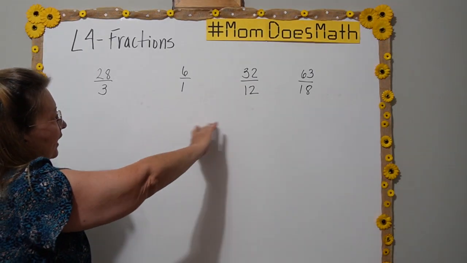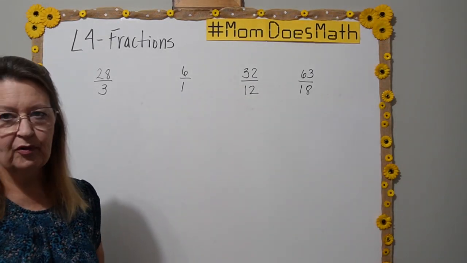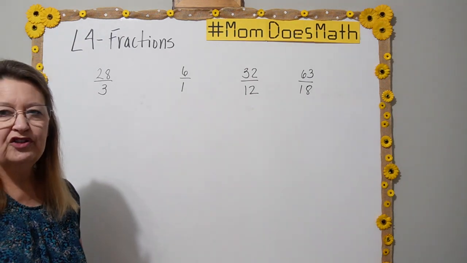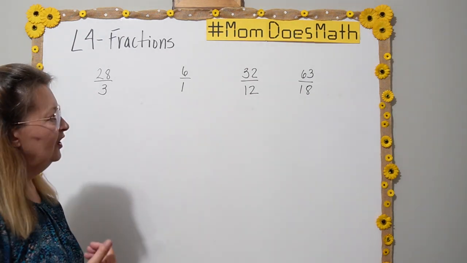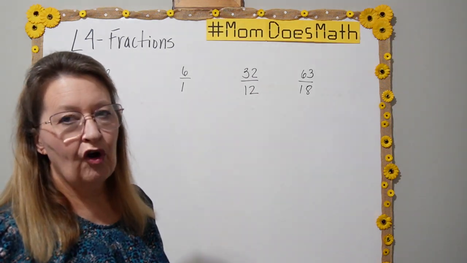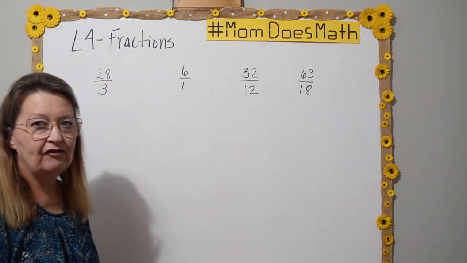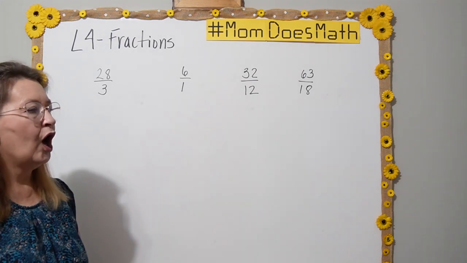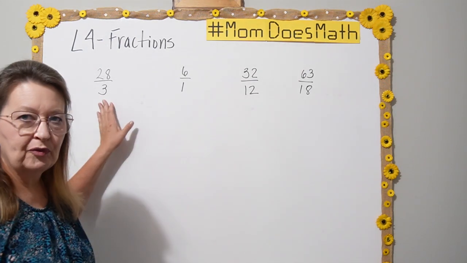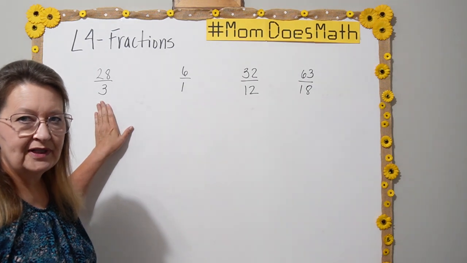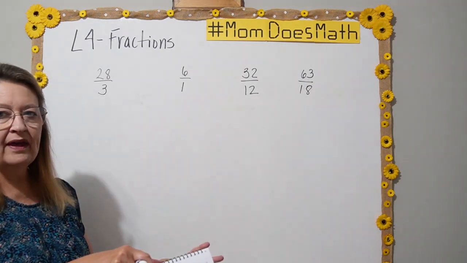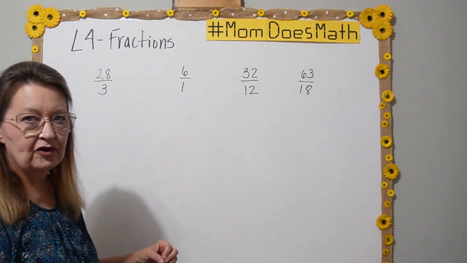Okay, for number 8, every single problem up here is improper. That means the numerator is larger than the denominator. And we want to change it back to a mixed number. Now you have to understand, in a fraction, that denominator tells you how many pieces there are in a whole thing. For example, if I had a whole bunch of pizzas and I cut every pizza into 3 pieces, that's what's represented here. This denominator tells you how many pieces the whole thing was cut into in the first place.